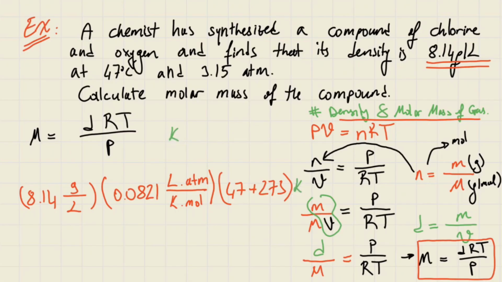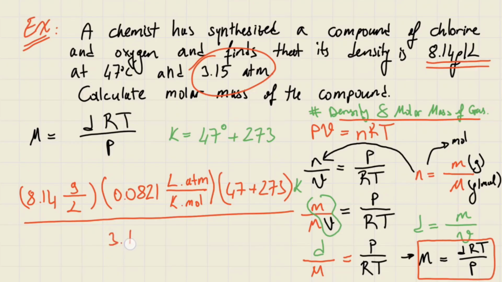If you want to convert Celsius to Kelvin, then I have to add 273. So the temperature unit is right now Kelvin, everything is fine, and I have to divide this number by the pressure, which is 3.15 atm.